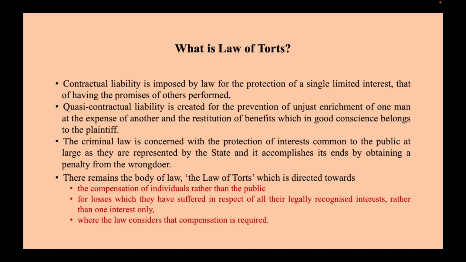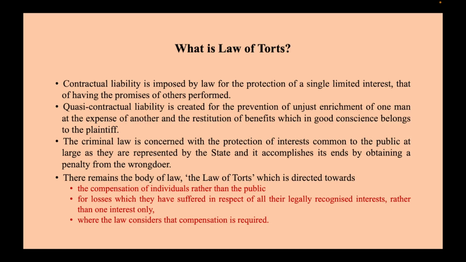Thus, accountability under law, that is liability, could arise for a breach of contract, quasi-contract, for a crime or for a tort. Contractual liability is imposed for ensuring the performance of a promise. This is intended to protect a single limited interest between the parties to a contract. Quasi-contractual liability is created for preventing unjust enrichment of one man at the cost of another. Criminal justice is concerned with protection of interests common to the public at large. Hence, it is pursued by the state and is accomplished by punishing the wrongdoer.